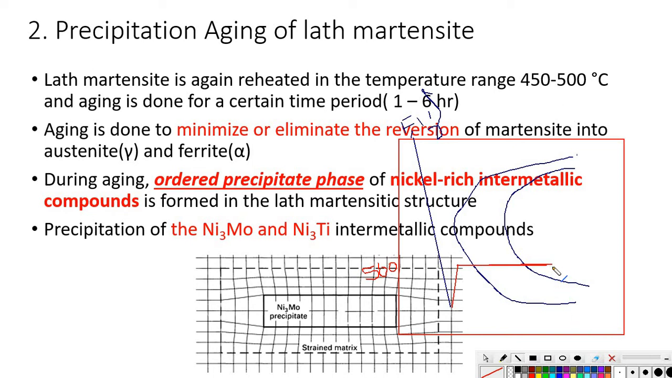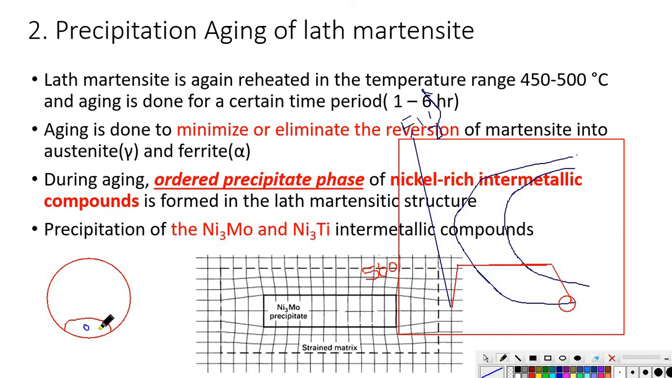So at the end we cool to room temperature. At the end we got martensite. Sorry, Maraging steel. Okay, so during this aging process, this actually happens within the grain, this nickel Ni3Mo and this Ni3Ti. These intermetallic compounds.